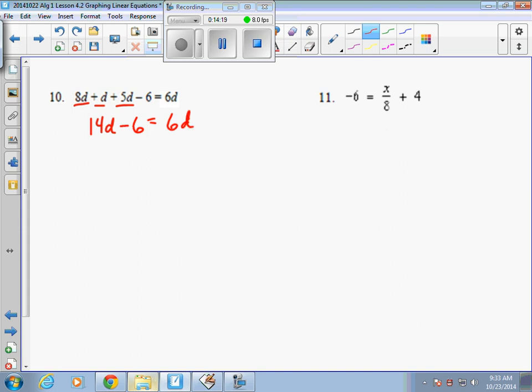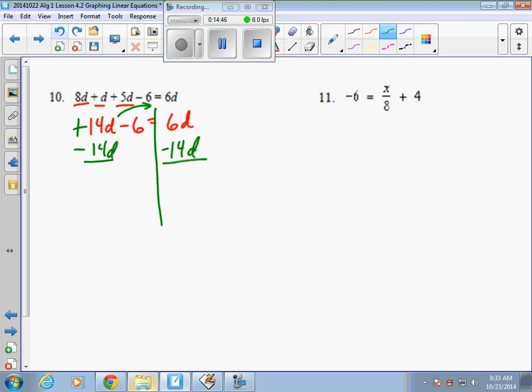Now it's time to move stuff across the equal sign. Normally we would move that smaller 6d over to that larger 14d. But since -6 is the only constant term, let's just move the 14d over to where we don't have to move the -6 after. So it says positive 14d. That's the same thing as plus 14d. Undo that by subtracting 14d. If you do it from the left, do it from the right.